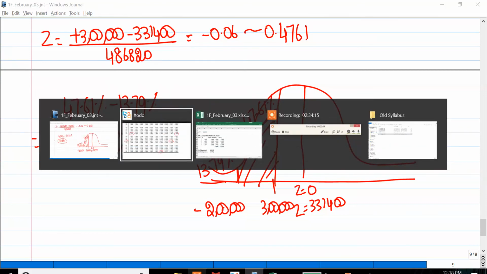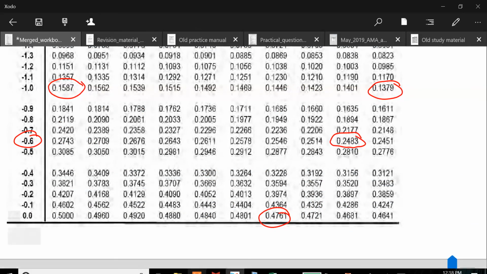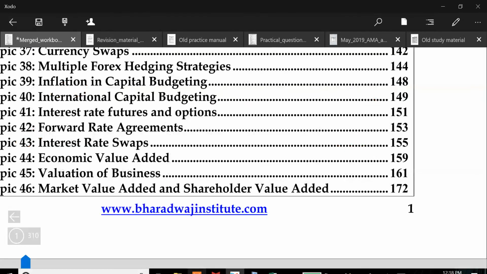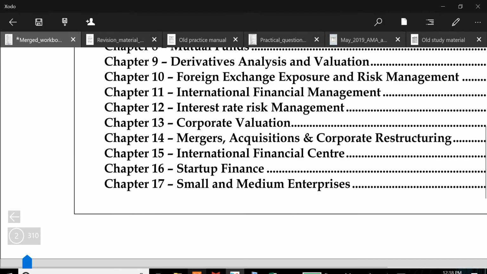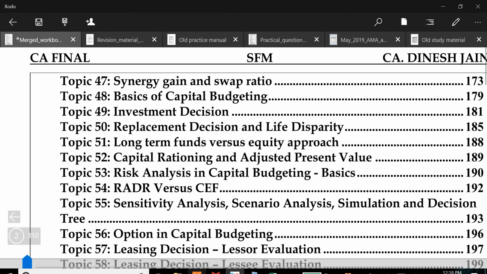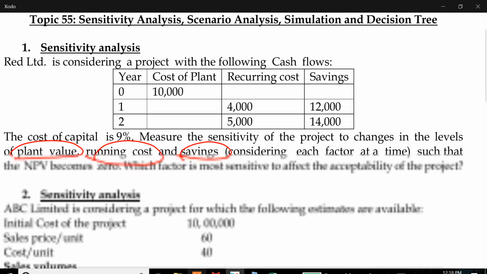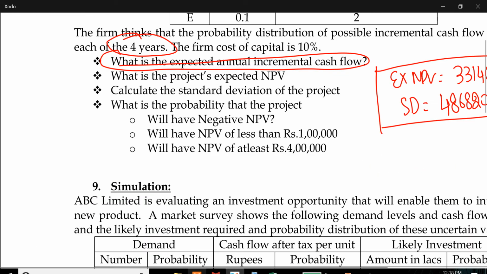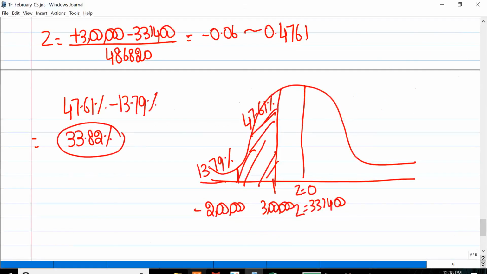What's the last one? They have given the scenario. What is the scenario? Greater than, okay, at least 4 lakh. Use target NPV 4 lakh, normal NPV so much, standard deviation, Z value, probability, then see whether the left side is the answer or the right side is the answer. The table will give you the left side answer.